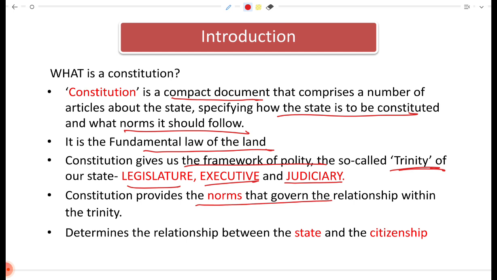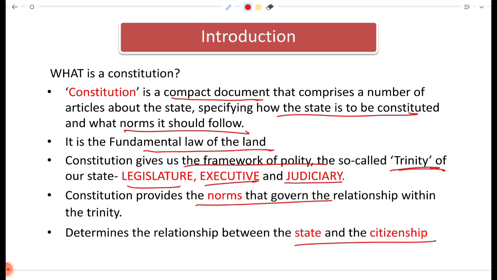Next, the constitution also defines the relationship between the state and the citizens. It tells us what rights we have, what duties we must follow, and how the government should treat its people. This is why we have fundamental rights, duties, and various protections as citizens.